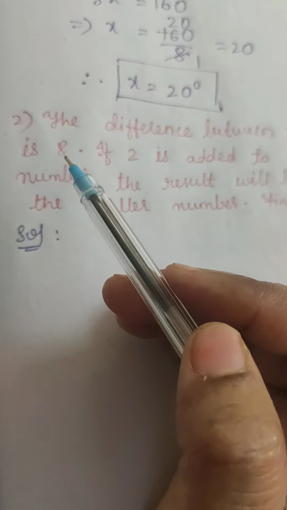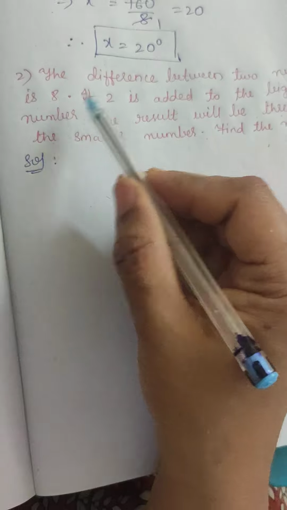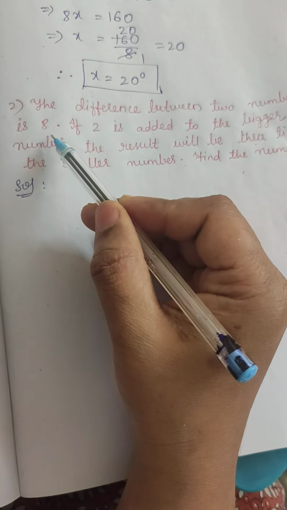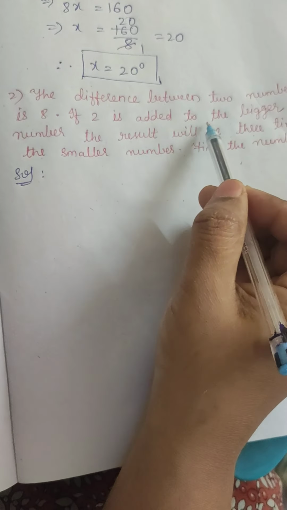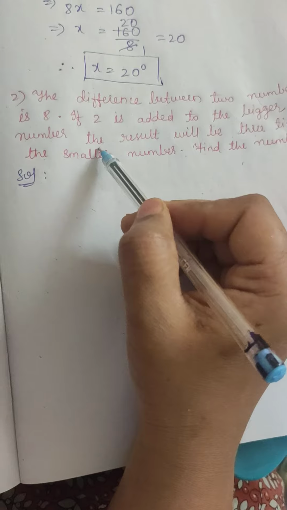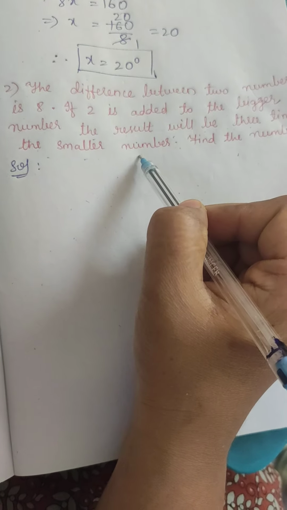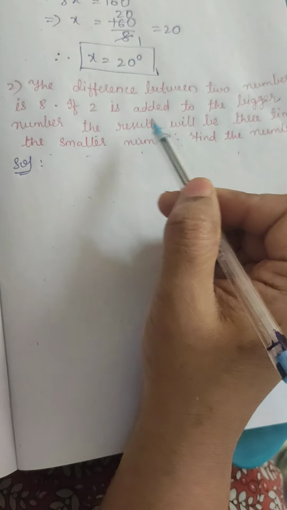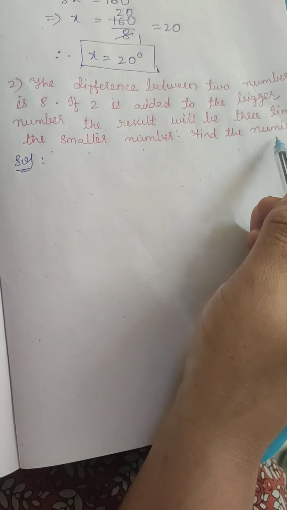Okay students, now we will see the question number 2. We will read out the question. Okay, the difference between two numbers is 8. Okay, what is the difference between two numbers? It will be 8. If 2 is added to the bigger number, the result will be 3 times the smaller number. Okay, here we will assume two numbers, one is bigger number and the other is the smaller number. Okay, now we should find the two numbers which is bigger number and smaller number.